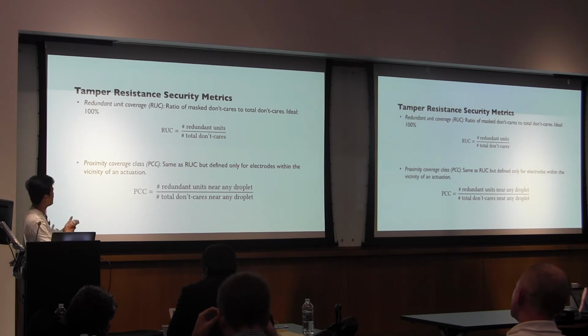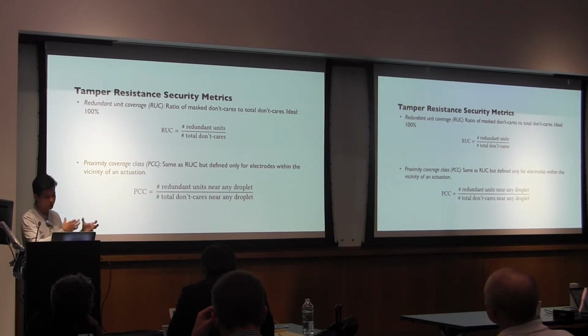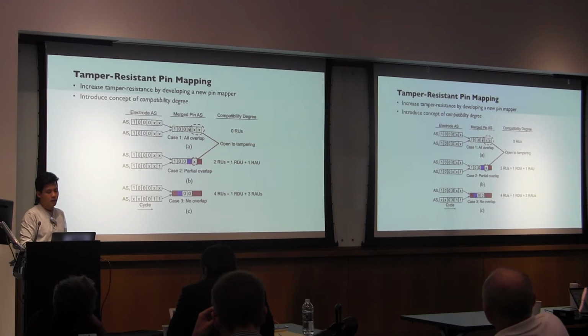And we're going to introduce a security metric, which I call the redundant unit coverage, which is basically just the ratio of masked don't cares to total don't cares. And then I also introduce another thing called a proximity coverage class, which is basically the same thing, but focusing around electrodes that are actually actively being used in the assay, in order to focus our attention on droplets that actually matter.